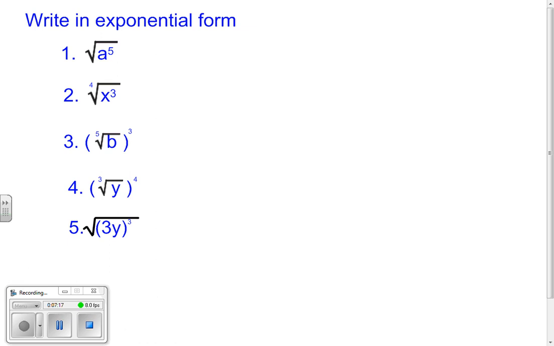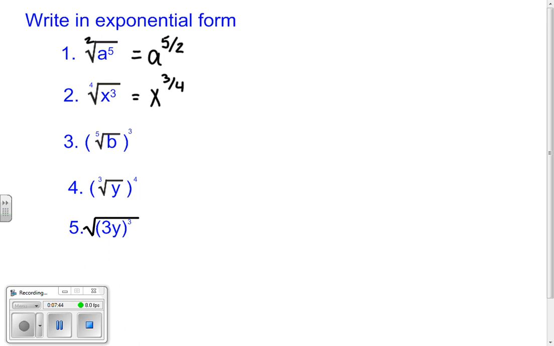All right, they want us to take the radicals and make them exponential form, so it works the same way. Anytime the index isn't there, it's understood to be a 2, so that does happen in number 1. And remember that the number inside is the top and the bottom is the index. So this is really a to the 5/2. In number 2, that 3 becomes your numerator and the 4 is your denominator, x to the 3/4.